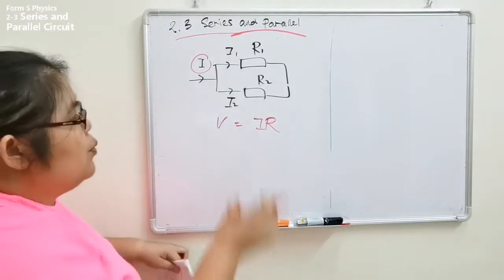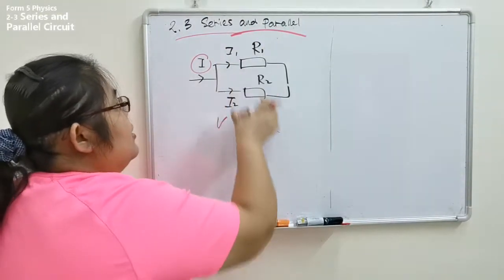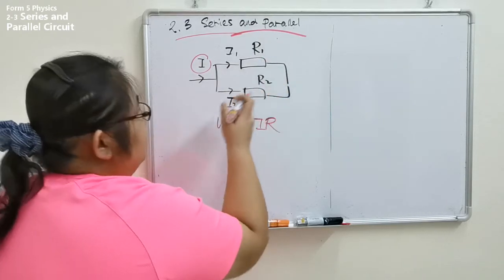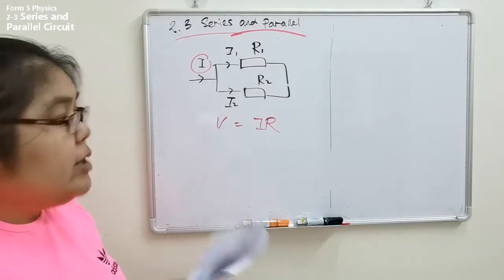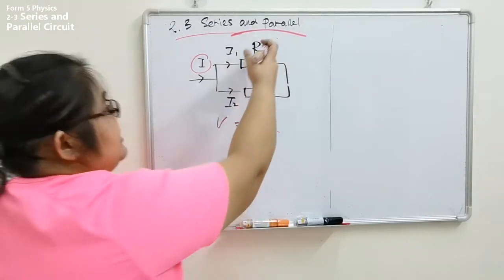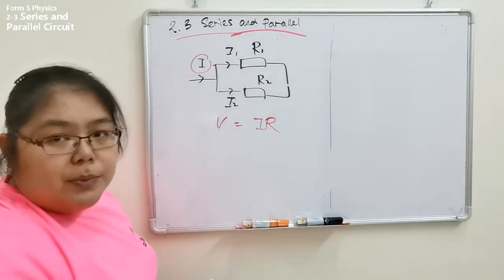After you find the V, one by one you solve the problem. V equals IR, then V equals IR, then find what is I1, what is I2. This is the way you can solve it because the voltage is the same. So from here, for example, I give you numbers and we do it first.